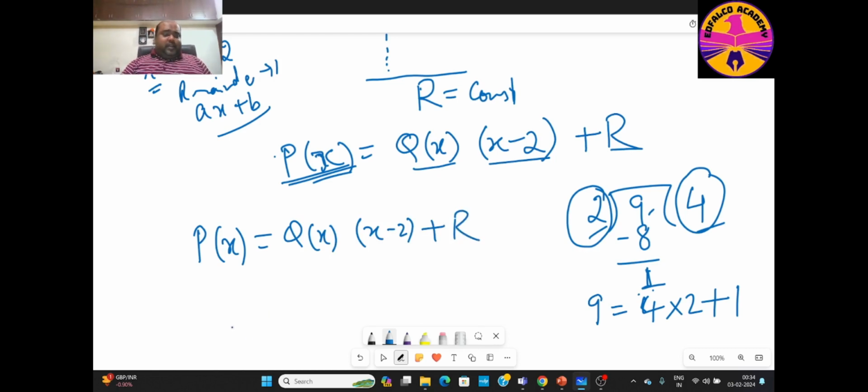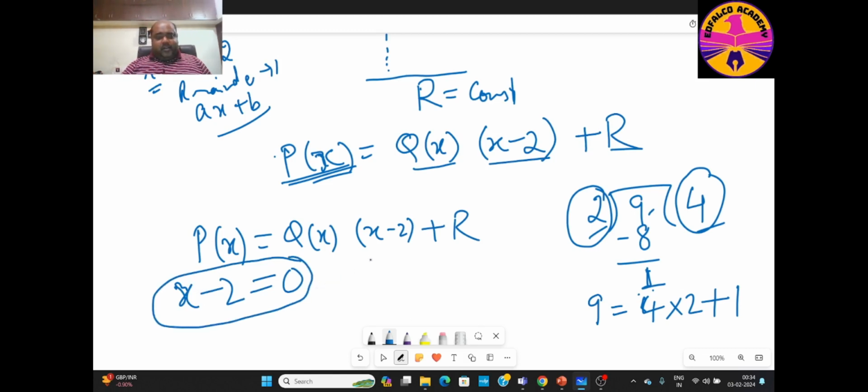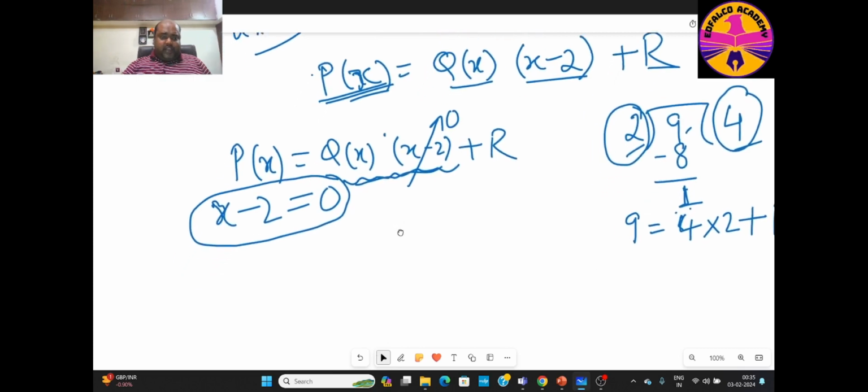Now, if I make x minus 2 as 0, what is going to happen? This term over here, since I made this 0, multiplied with q of x, this entire term is going to vanish, right? This entire term is going to vanish.